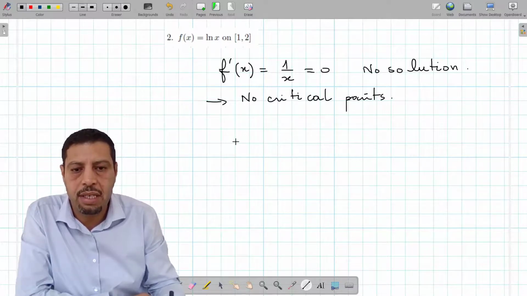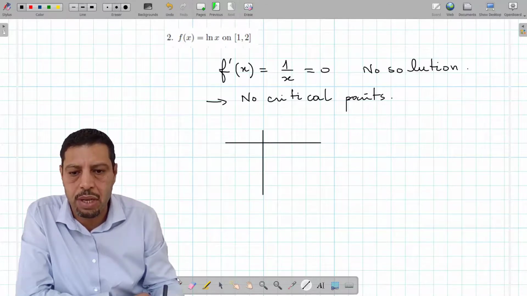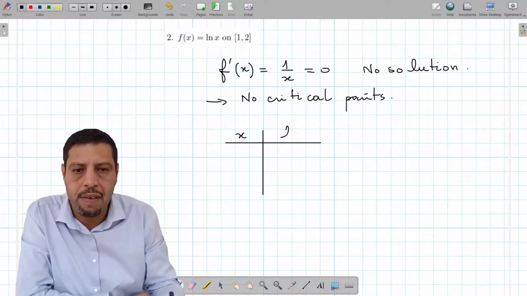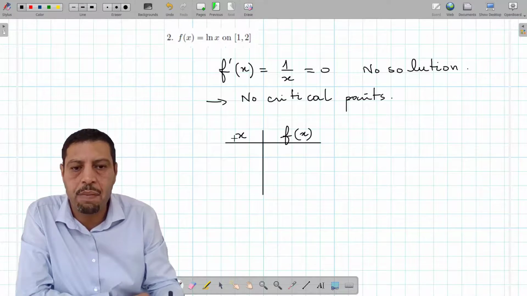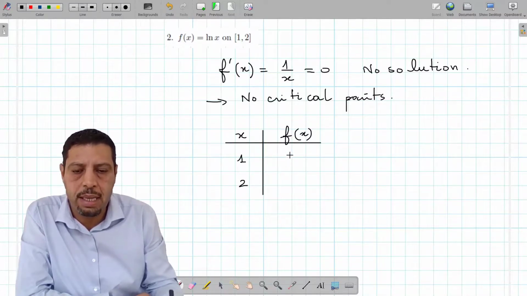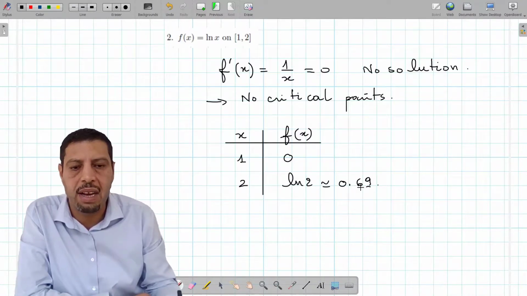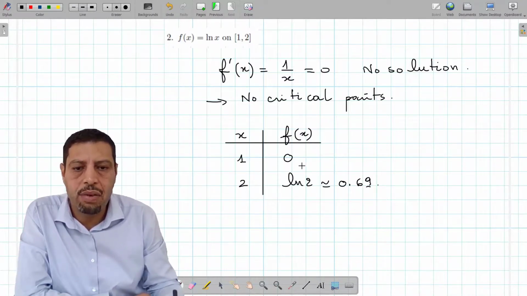Now, we're going to just draw our table, put the x and the f of x, and compute, okay? So, x, f of x, since we don't have critical points, we will just put the endpoints, which are 1 and 2. Compute f of x: ln of 1 is 0, ln of 2 here is approximately equal to 0.69. Just to compare the two values, we need an approximation of ln of 2. Now, what is the lowest value? The lowest value is at x equals 1, and the highest value is at x equals 2.